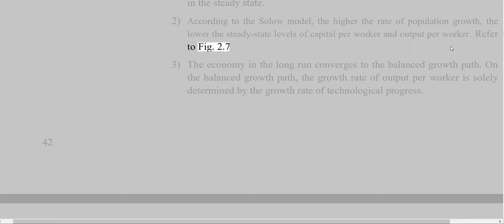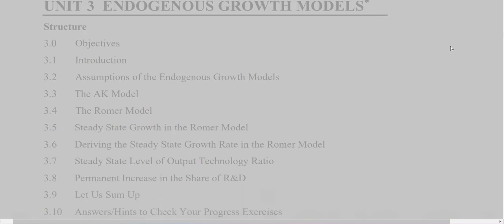Refer to figure 2.7. 3. The economy in the long run converges to the balanced growth path. On the balanced growth path, the growth rate of output per worker is solely determined by the growth rate of technological progress. Unit 3, Endogenous Growth Models.